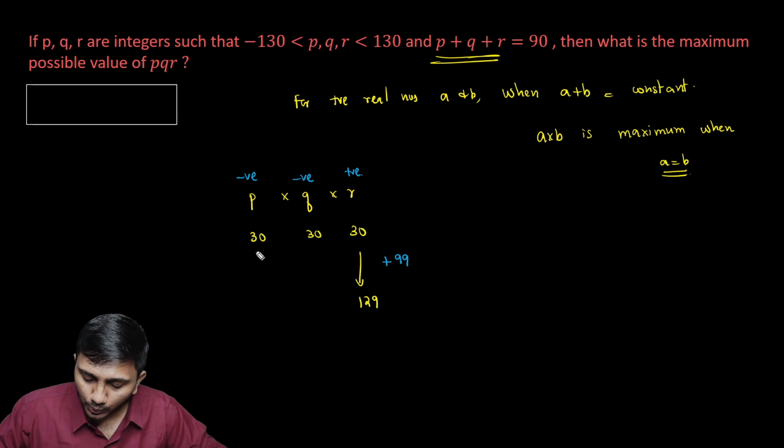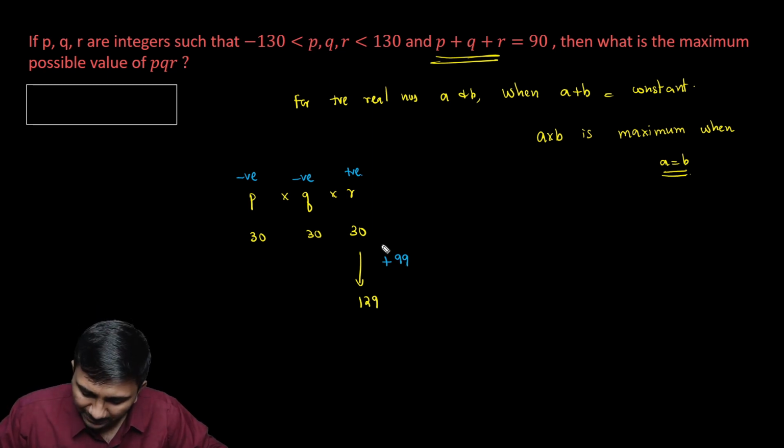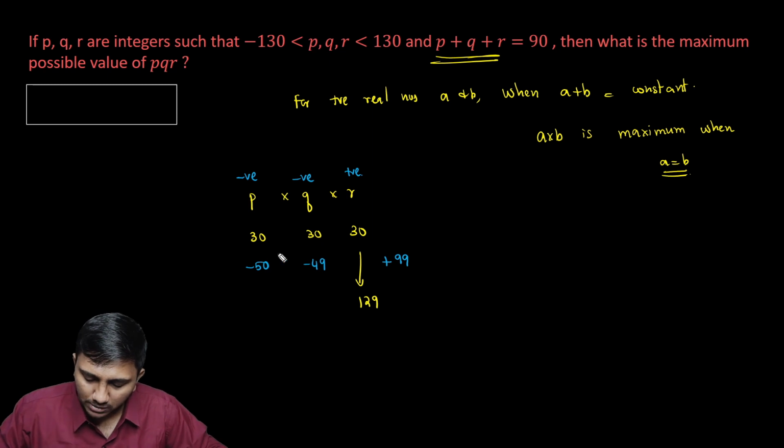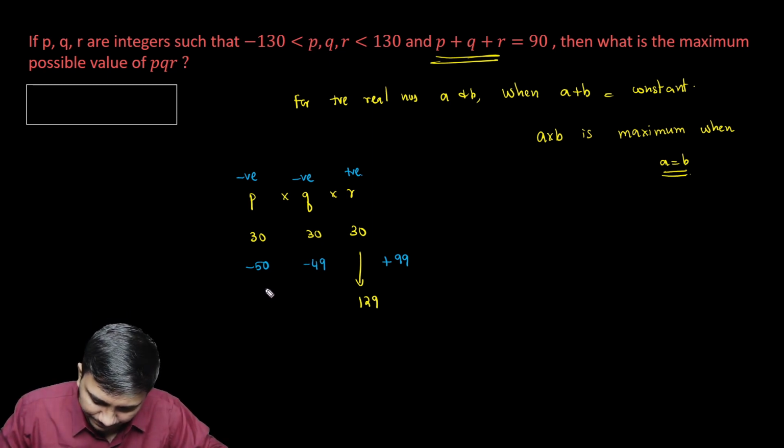And I'm going to do it such that these two values are as equal as possible. So plus 99, I can split it as minus 50 and minus 49 on the negative side to make sure these two numbers are as close as possible. So now what will be the result in that case? This will become 30 minus 50, that's minus 20. 30 minus 49, that is minus 19.